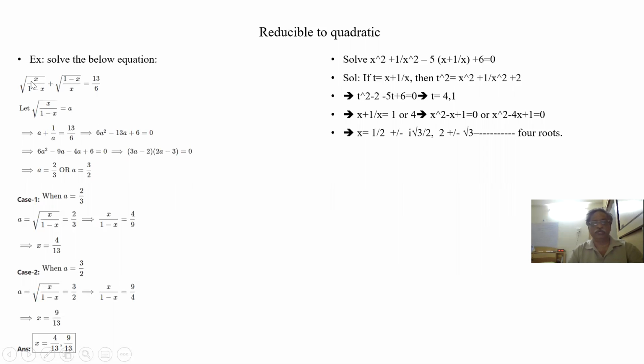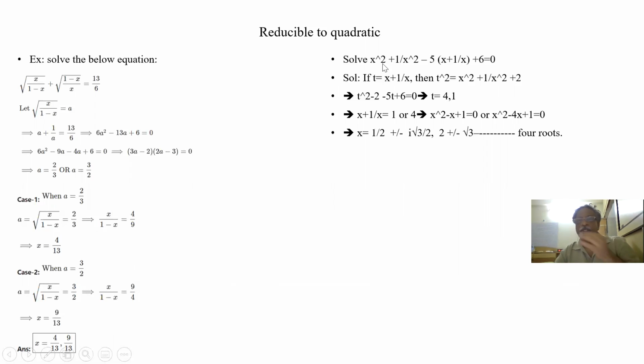In that case, what happens? Root a plus 1 by root a is equal to 13 by 6. Again, I will get a roots. So simply I am taking the root itself as a. When simplifying, I am getting this answer. So 9x is equal to 4 minus 4x. So 9 plus 4 is 13x is equal to 4. x is equal to 4 by 13. That is a simple linear equation. This is no more a quadratic. This is also a linear equation.